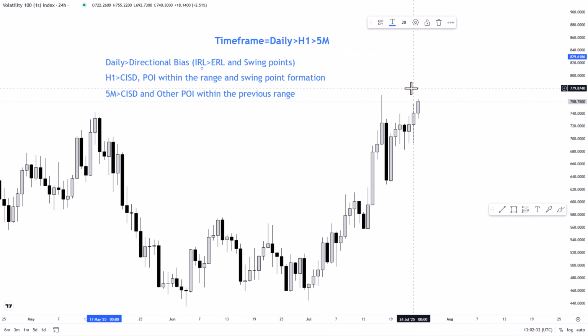So before I dive into this simple concept I use and also the model, I would like us to look at what time frame we are going to be using. The time frames are daily, 1 hour, and 5 minutes. On the daily time frame, we're going to use it to determine our directional bias, while the 1 hour and 5 minutes time frames will be looking for change in the state of delivery, point of interest at discount or premium, and also the swing point formation within the range.